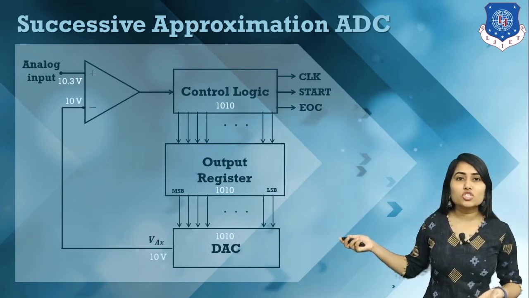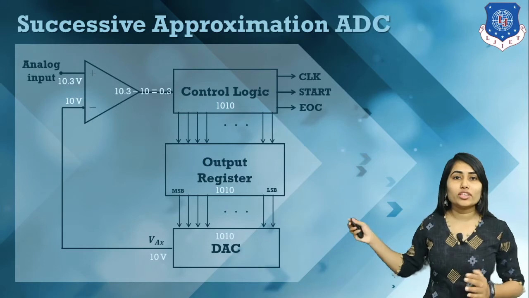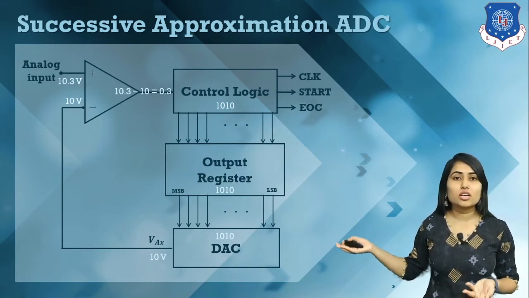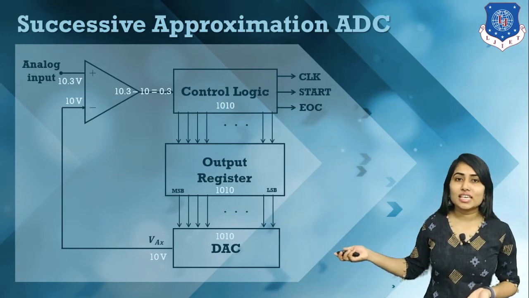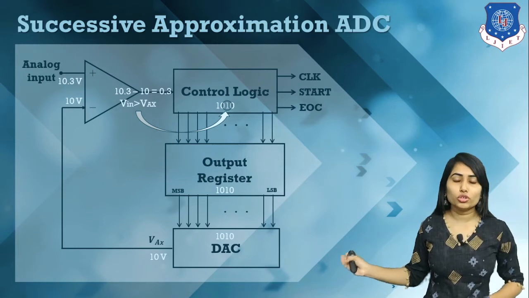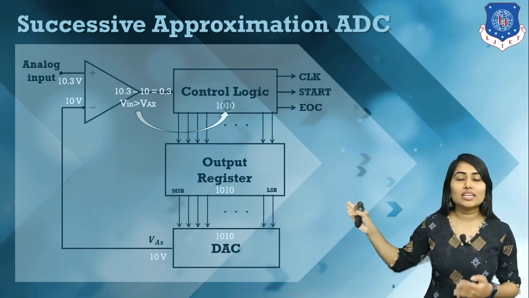Now compare this value. So here we have 10.3 minus 10, that means 0.3. That means a positive value. So we can say that this input voltage is greater than our digital to analog converter output. That means we have to retain this bit.